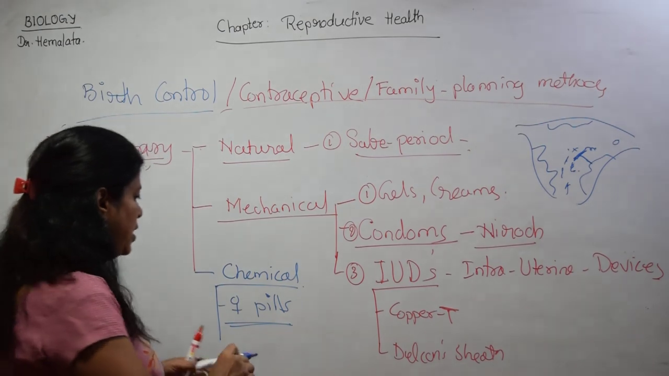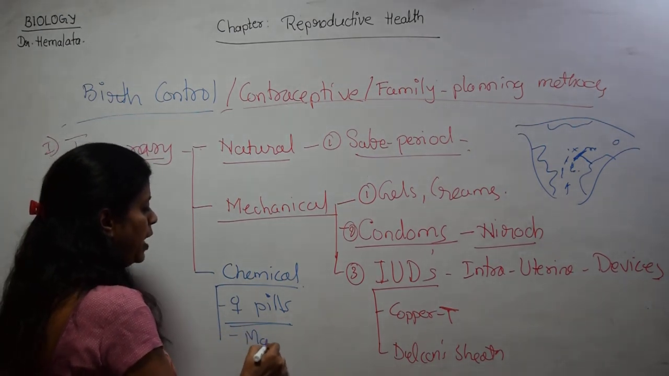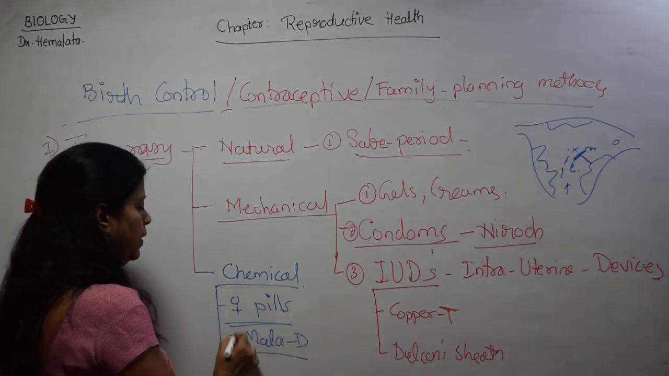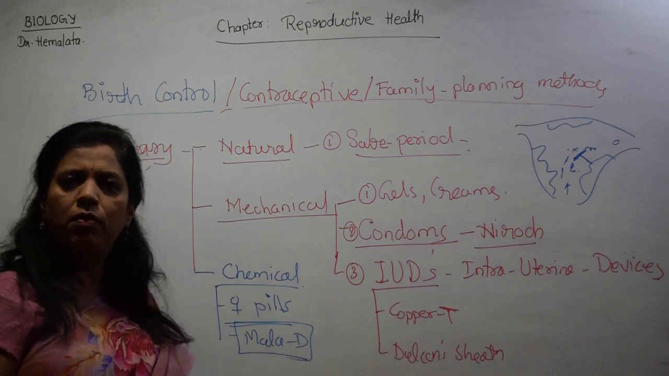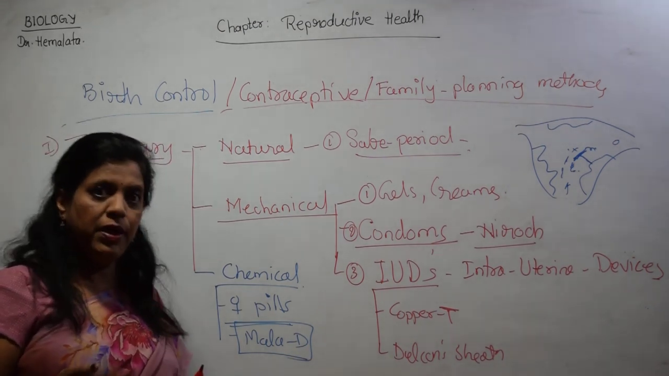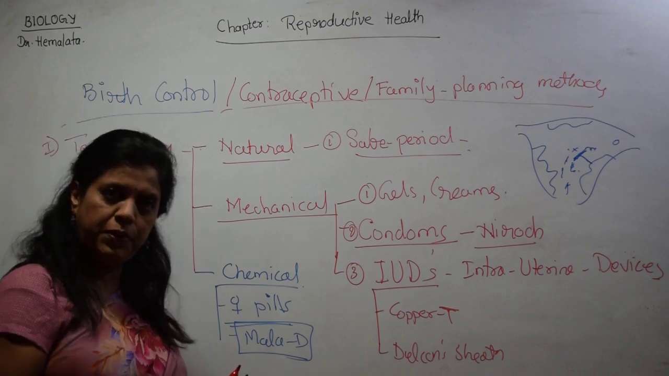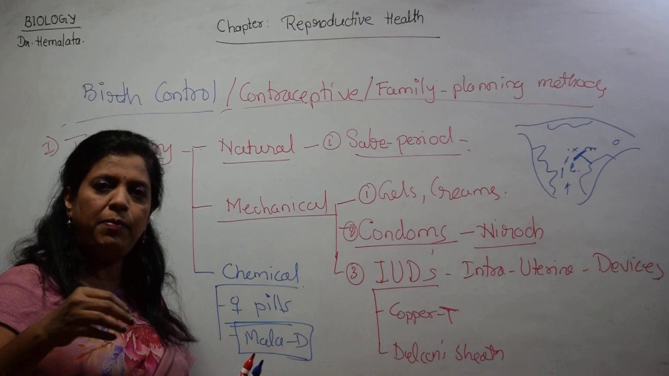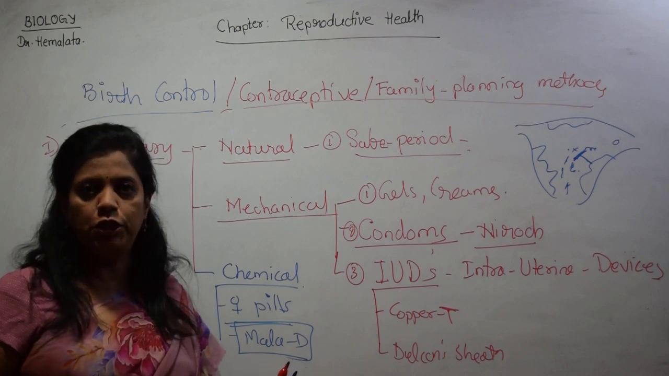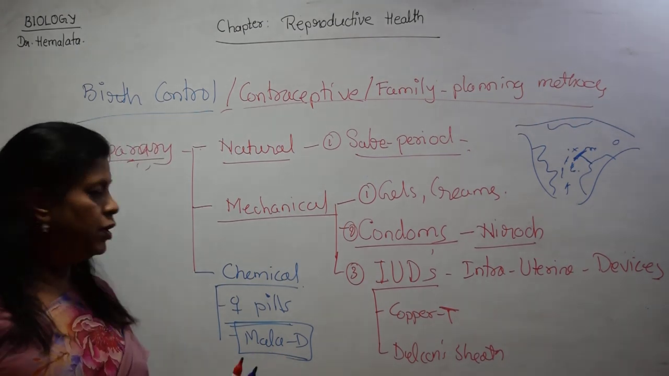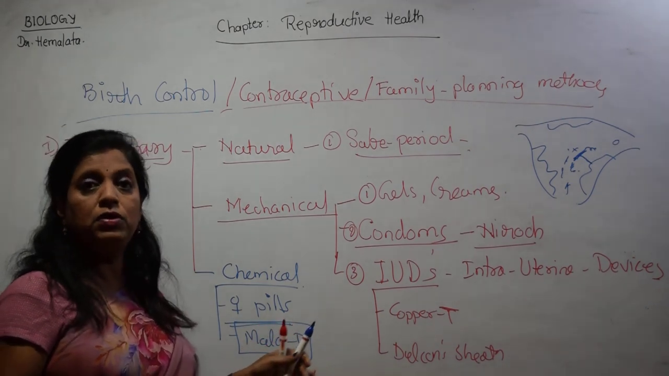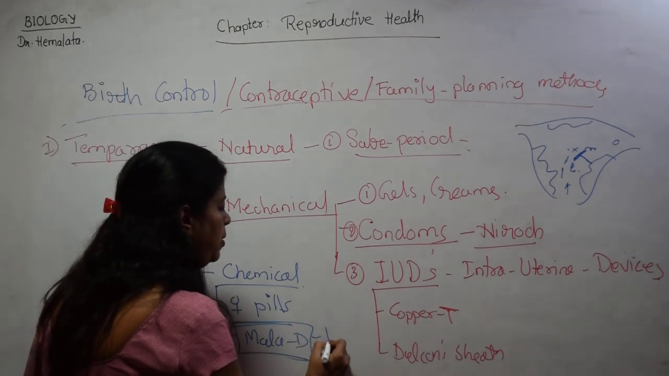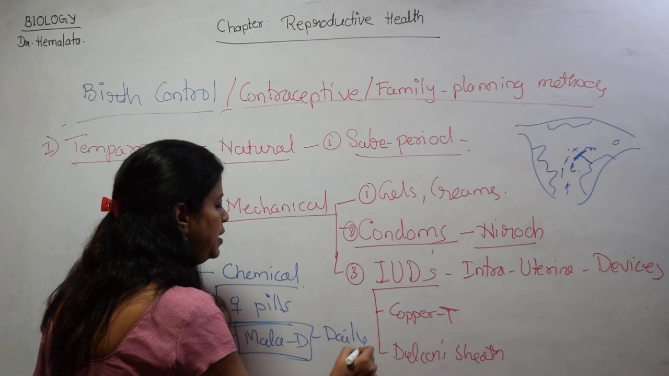An example is Mala-D. You have heard about Mala-D. This is provided by the Government of India and is available freely in government hospitals also. If the female keeps taking these tablets, she will not have ovulation. No ovulation, no pregnancy. Therefore, this is called the daily pill, because many other pills are also there, but this is the daily pill.